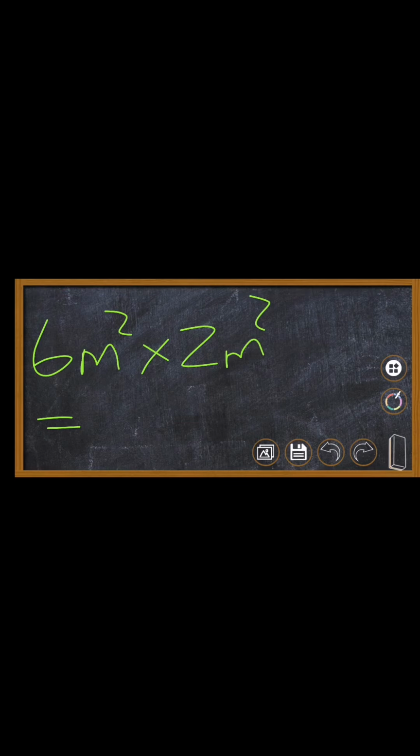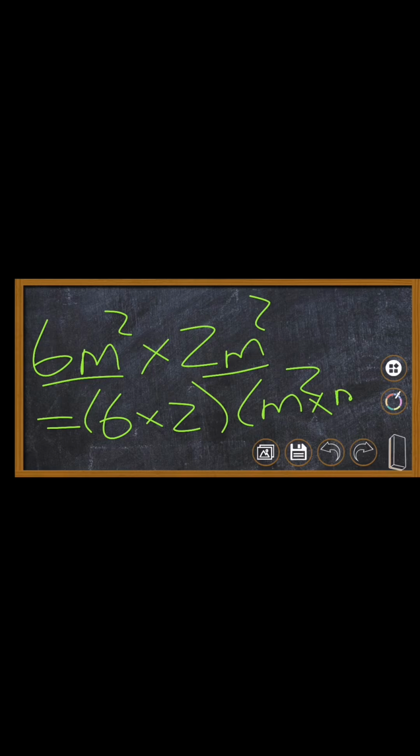And 6m squared, we can see that these are like terms, and we don't have the same base, but we can make the same base. So how do we do that? We take the whole numbers on one side, so 6 times 2, right? 6 times 2 on one side, and then m squared times m squared on the other side.